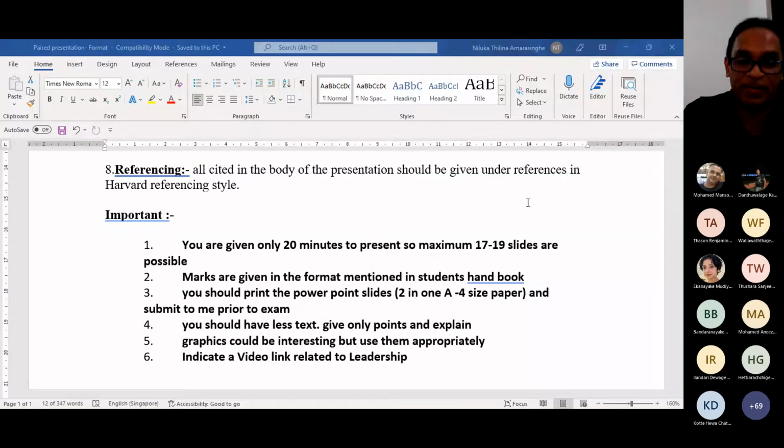Then 7 is self-reflection, right? Then you can show a video link somewhere here. Video link on leadership. Nine. References. Now this is the format. Okay.